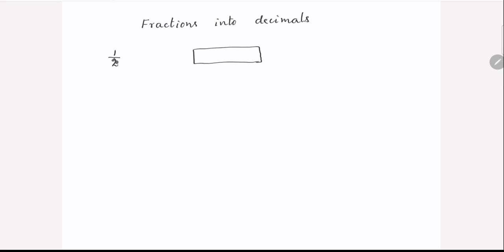So the denominator, the number 2, says that the whole has to be divided into two equal parts. So let's do that. Somewhere here is exactly how we divide. So this is 1/2, this is another half. Let me actually write them on the other side. So this is 1/2 and this half is another half.